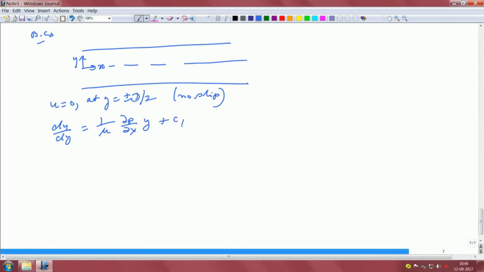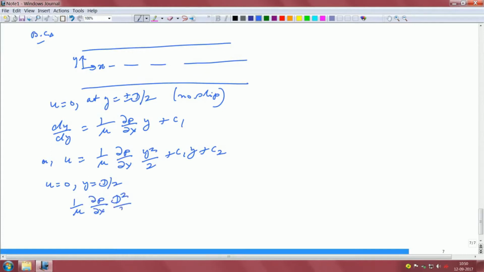That's the first part of the integral, and then you integrate it once again: u = (1/mu)(dp/dx) y square by 2 plus c1 y plus c2. So u is equal to 0 at y equal to d by 2. Using that, you have (1/mu)(dp/dx) d square by 8 plus c1 into d by 2 plus c2 is equal to 0.